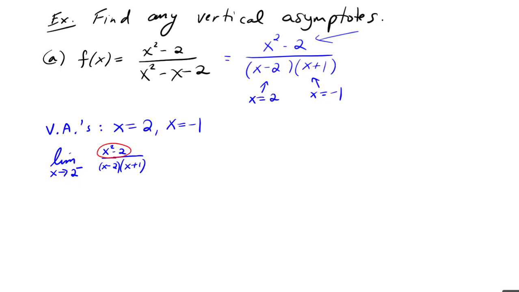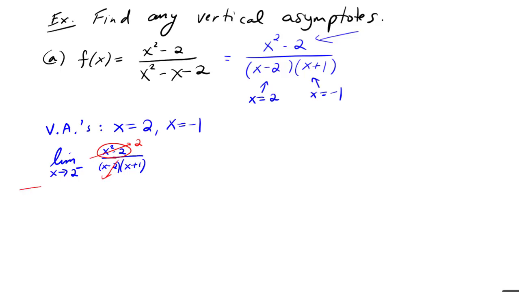I can just try and plug in 2. 2 squared is 4, minus 2 is 2. So this thing is going to 2 as x approaches 2. It doesn't really matter left or right. Now what about x minus 2? x minus 2 as x approaches 2 from the left.